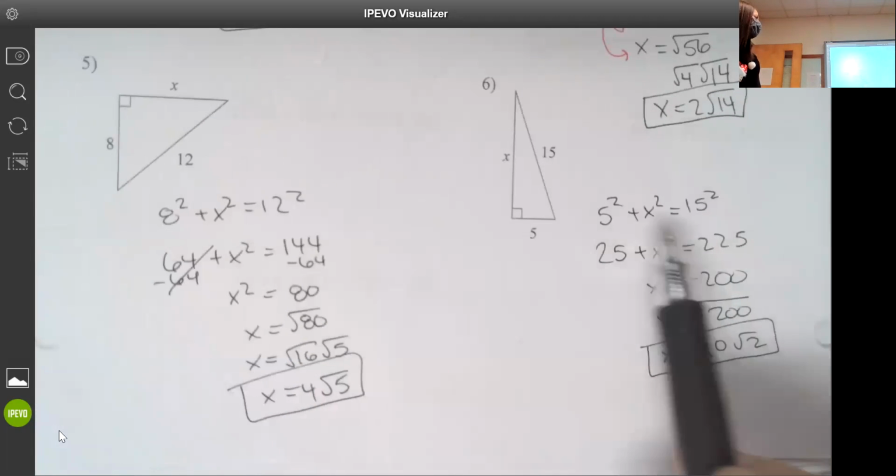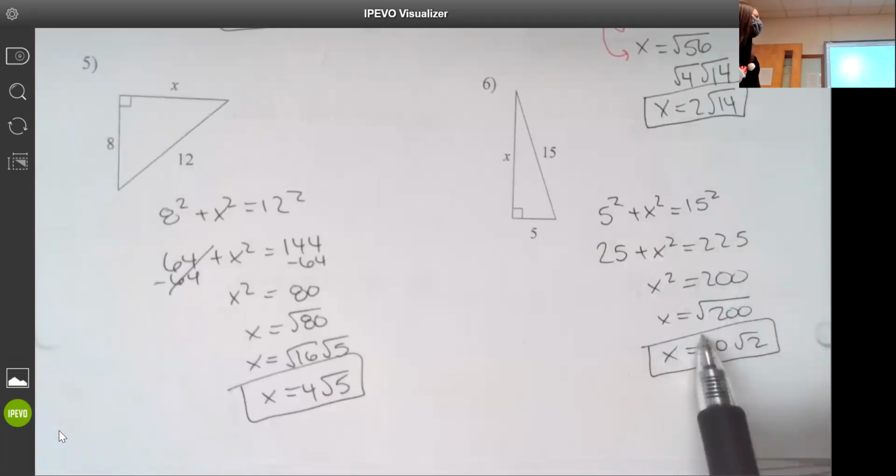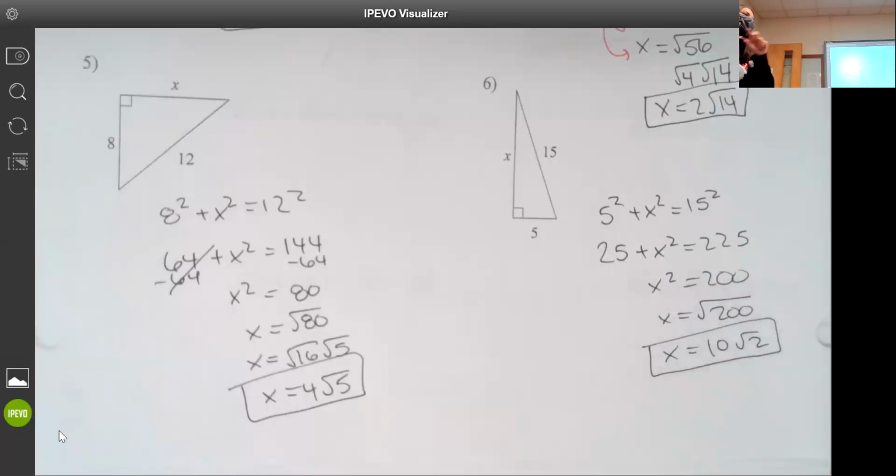Same on 6, where I'm given a leg and the hypotenuse, so I have to do some solving, and I get the square root of 200, which is 100 times 2. Square root of 100 is 10, so that's how I get to the 10 rad 2 for my final answer.